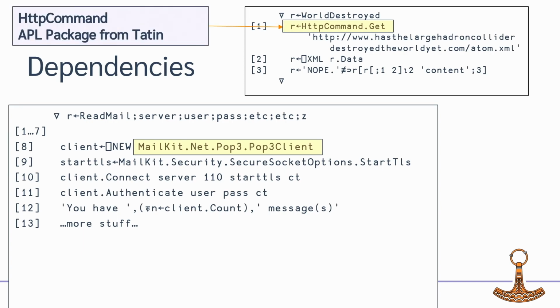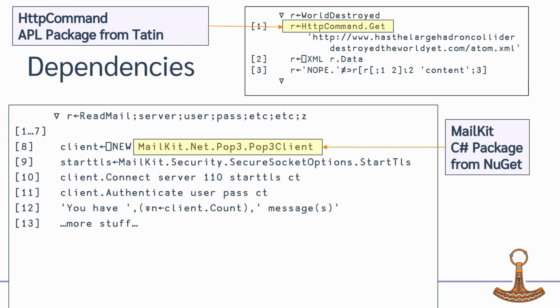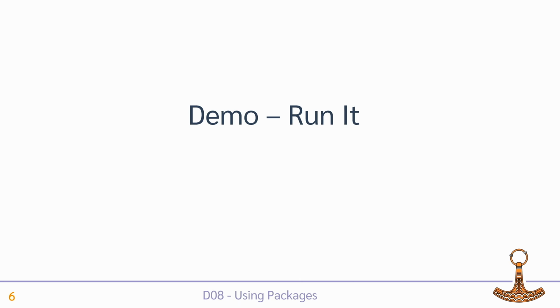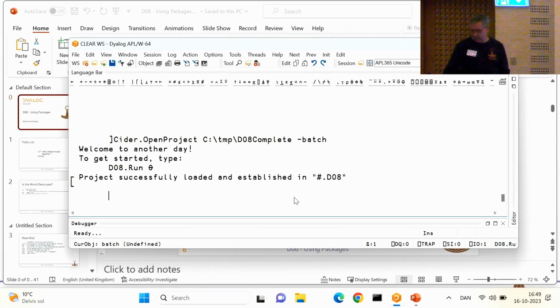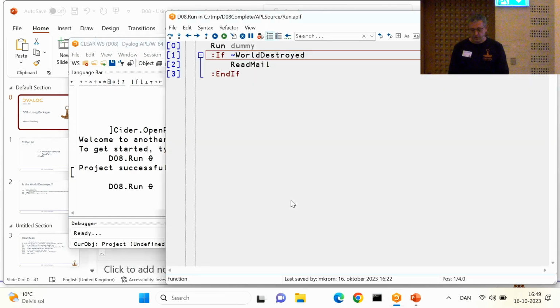This one is a Tatin package written in APL by Brian. And the other one, I have no idea. It's a C# package, widely used, I think. And as you can see from the code there, it's pretty easy to read your mail if you have that. So, run it. All right. I've already started the demo, and I'm going to trace this code so you can see what's happening.